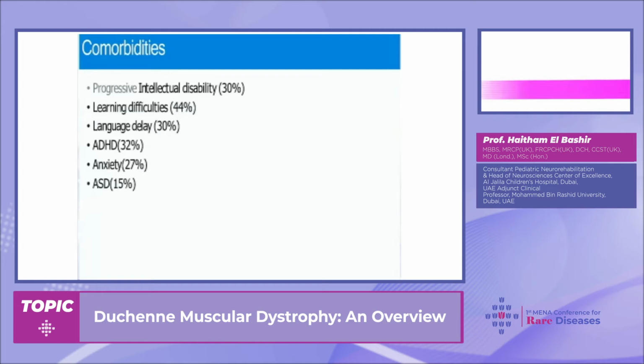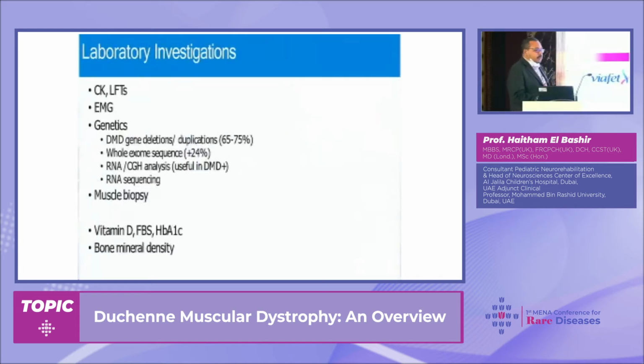So these are the laboratory investigations, and depending on where the child presents, with general pediatricians becoming really good, many of them refer the child already with a very high CK; they have already made the diagnosis. More and more, people are not doing EMGs anymore. People jump straight into the genetics, Duchenne muscular dystrophy, genetic deletion and duplication.